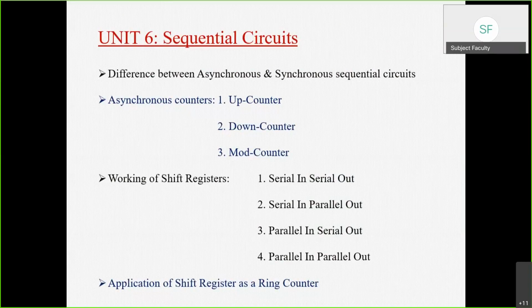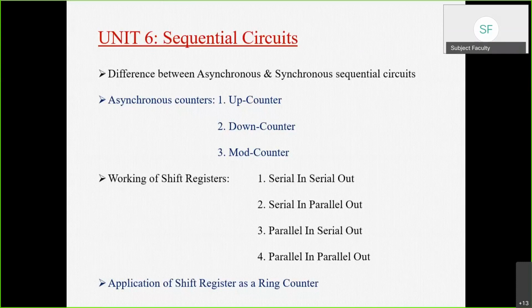We will use all 4 types of flip-flops in our unit number 6, most of which I think we will be using D flip-flop and T flip-flop. So we already covered it in great detail in the last session itself. So today we will start our discussion regarding unit number 6, that is sequential circuits.